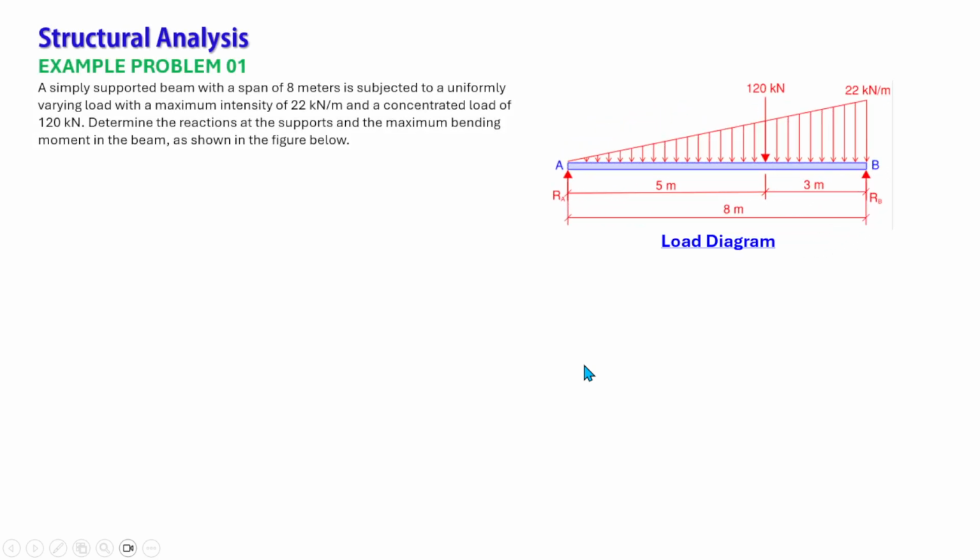A simply supported beam with a span of 8 meters is subjected to a uniformly varying load with a maximum intensity of 22 kilonewton per meter and a concentrated load of 120 kilonewton. We are required to determine the maximum reaction at the supports and the maximum bending moment in the beam as shown in the figure below. So we have here a load diagram.